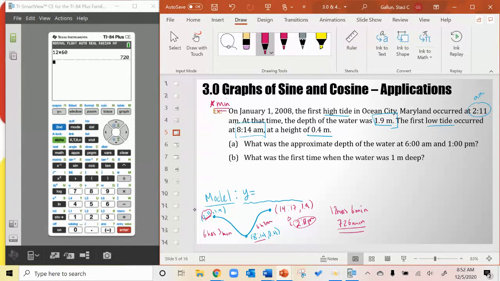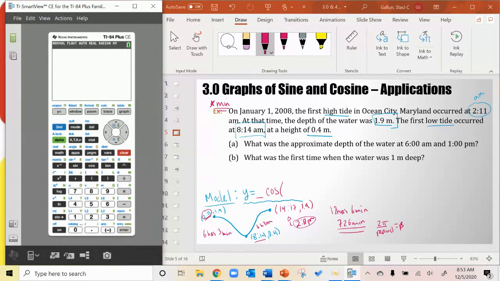So I know I'm going to be dealing with cosine. I'll come back to what A is, what my amplitude is. I know I'll have a positive over here. I'll have cosine, and then this is the period. So to figure out B, I need to do 2 pi over the period. If I do 2 pi over the period, I'm going to leave the pi. So what's 2 over 726? It's 1 over 363. So I've got pi over 363.